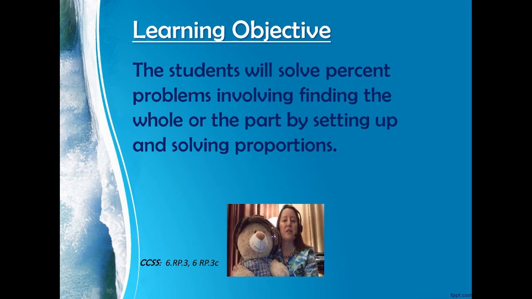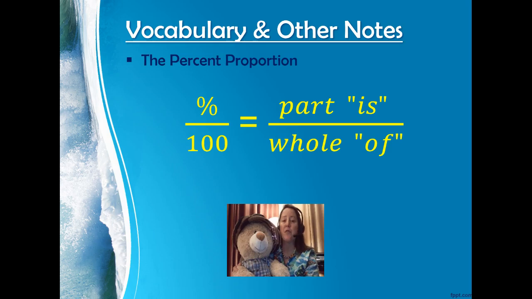Our learning objective today is students will solve percent problems involving finding the whole or the part by setting up and solving proportions. If we remember in our last lesson, we were always finding the missing part. Now we might be missing a part, a percent, or the whole. There's no new vocabulary today, but we will still be using the percent proportion. If you didn't record that in your notes in the last lesson, make sure you write it down now.